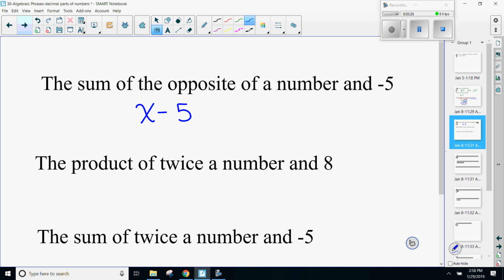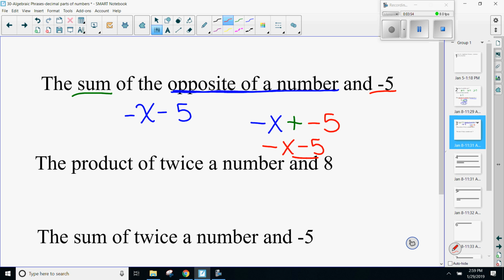What's he missing? The negative X, because it says the opposite of a number. So the opposite of a number means negative X. The sum says you're going to put a plus negative 5. Please do not leave your answer in that format. That needs to be simplified because in your problems, have you ever seen plus negative? No. So I was pleased to see that Jarrett said that's just going to be a minus 5. Just skip the opposite part. Good job, though.